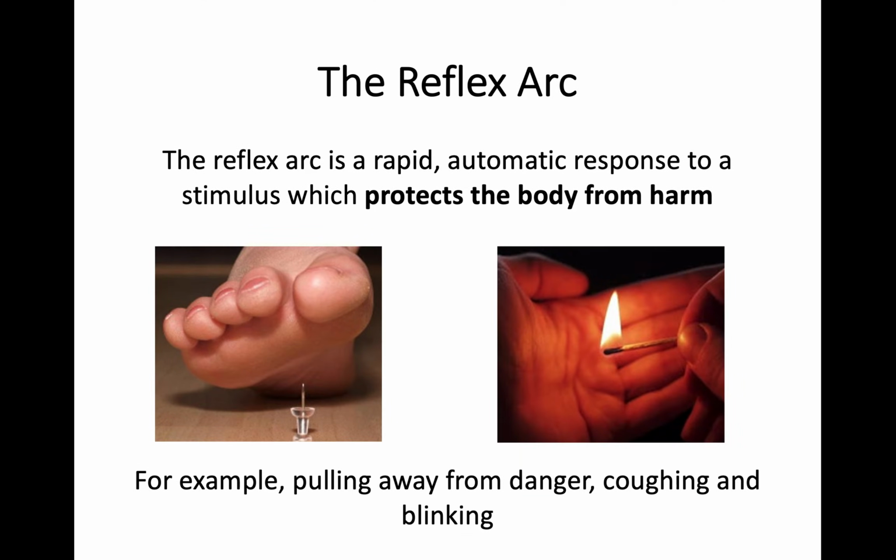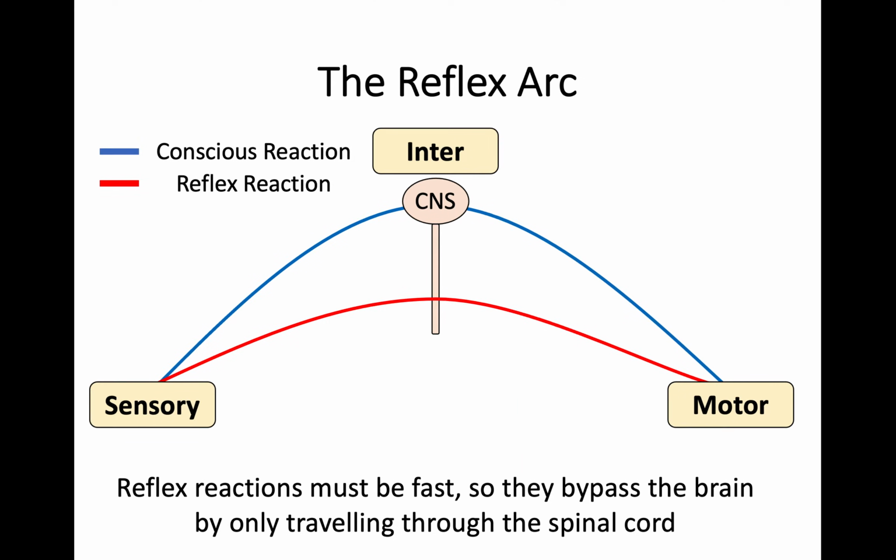There is another response that we'll talk about as well, which is to protect your body from harm, and this is called a reflex. The reflex arc is rapid and it is automatic. So if you think of flinching away from something painful or from heat or coughing or blinking, you don't think about this. It's an automatic unconscious response to protect your body from harm.